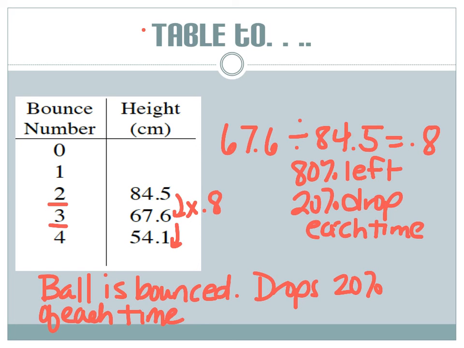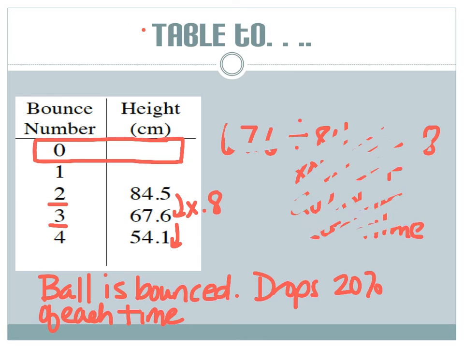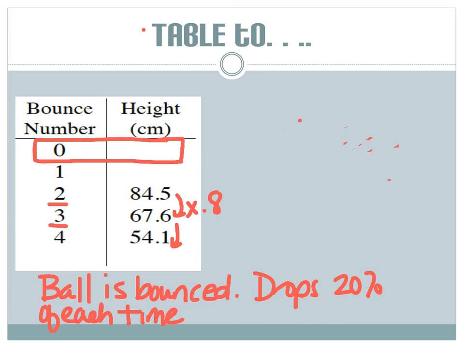Now the only thing we need left is to find our zero term, because we need our zero term to figure out the rest of the situation. How high was it dropped from? And then we need that also for our equation. So I'm going to go ahead and erase this piece so I have some space. It's not letting, okay, there we go. So because we multiply by 0.8 going forward, we can divide by 0.8 going backwards to find our missing pieces.